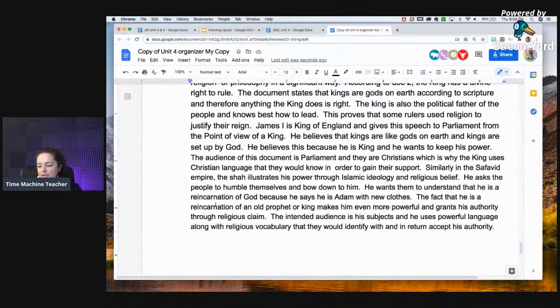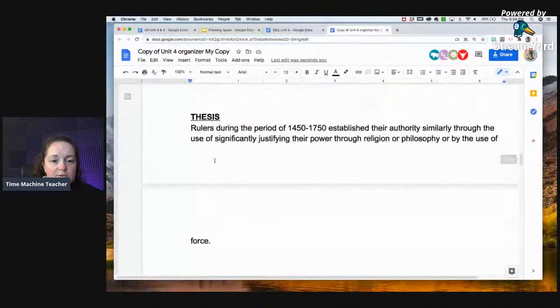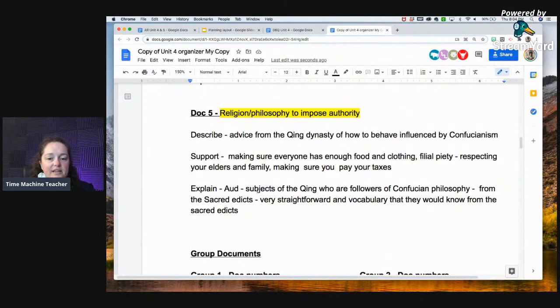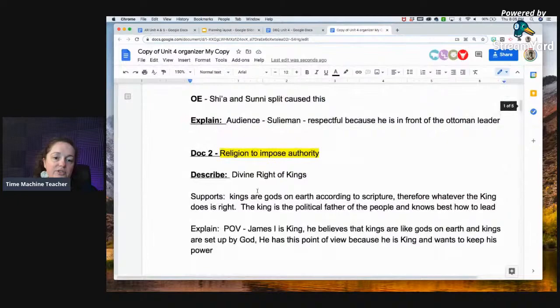Okay, so you have document number five. I'm going to let you guys do that one on your own. Document 5 is right up here. That one was about the Qing dynasty. Then after you get done writing document 5, you're going to write your next topic sentence and make a new paragraph. That one will be your similarity of force, the use of force. And then you'll use document 1 and document 4.